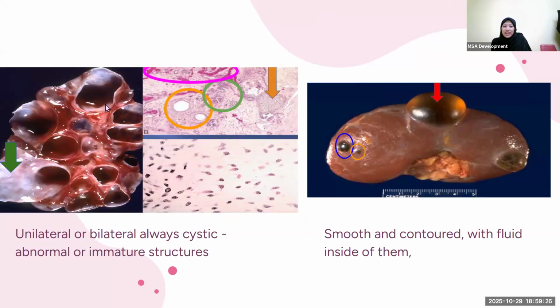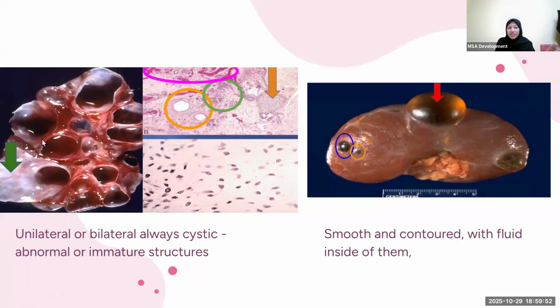So this is, again, just remember the normal. It's supposed to be cortex, medulla, and pelvis. Here, you cannot tell the difference at all, right? So it's just cysts all over the kidney, and there are hard structures like cartilage, abnormal structure in the kidney, which shouldn't be there.